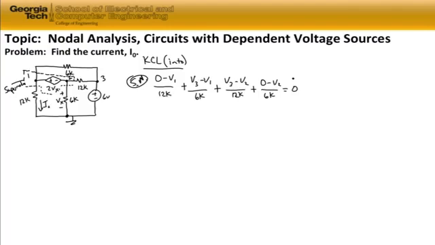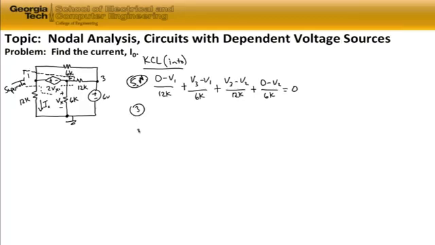If we look at that equation, we see that we have 3 unknown nodal voltages in that equation. So we're going to need 3 equations to solve for these 3 unknowns. The second equation we're going to write is about node 3.